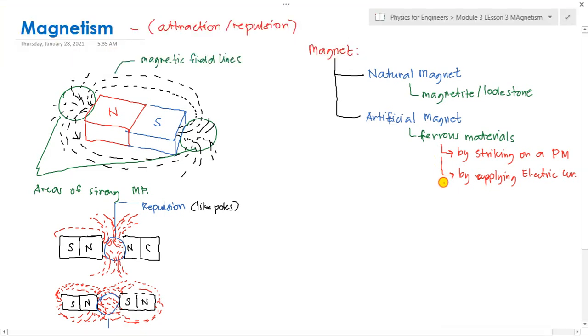The third one is by heating. The place where we melt metals is called the foundry area, where we do melting and casting of new objects made of metals. In the foundry area there is what is called induction heating. The material is melted up to a certain temperature, then it acquires a magnetic effect, a magnetic property.